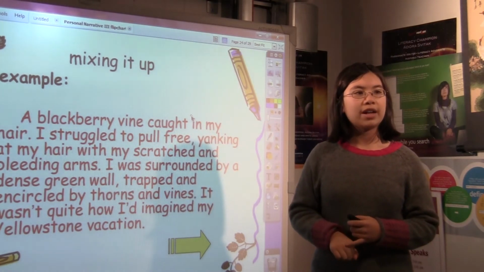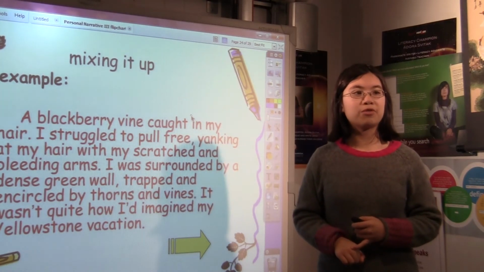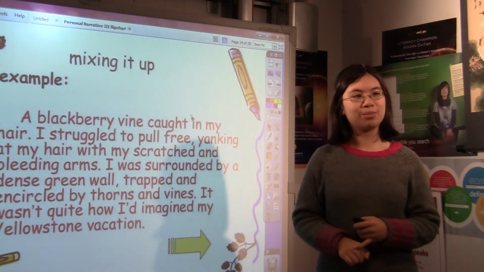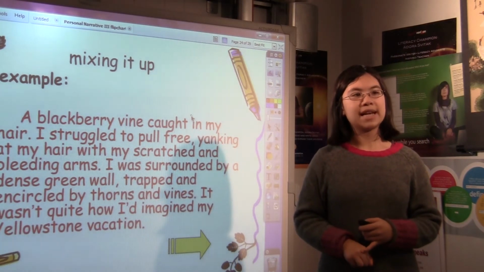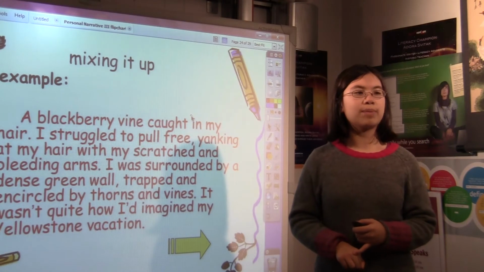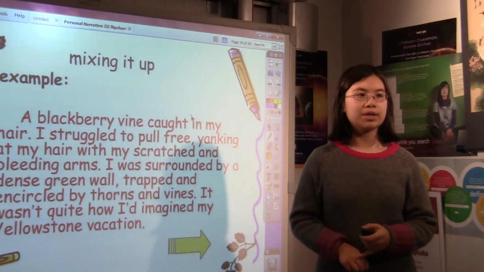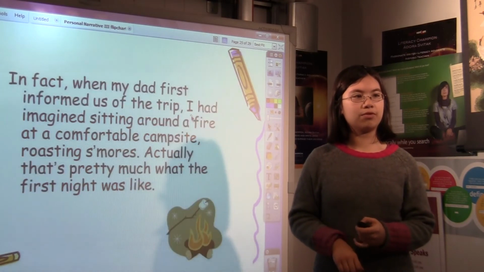A blackberry vine caught my hair. I struggled to pull free, yanking at my hair with my scratched and bleeding arms. I was surrounded by dense green wall, trapped and encircled by thorns and vines. It wasn't quite how I'd imagined my Yellowstone vacation.